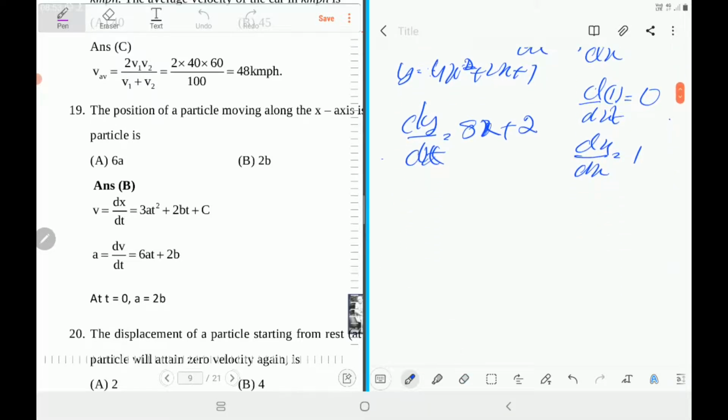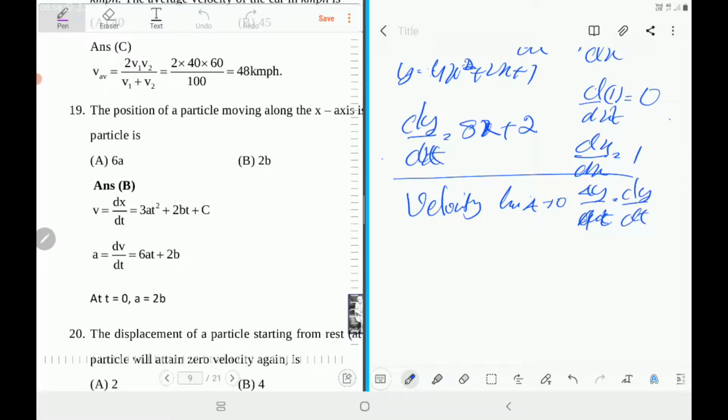Now we'll see an example. What is velocity according to our chapter? When the limit delta t tends to 0, delta y by delta t is written as dy by dt, the derivative of y with respect to time. Y is the displacement. So velocity v is the rate of change of displacement. If y is displacement, write dy by dt; if x is displacement, dx by dt.